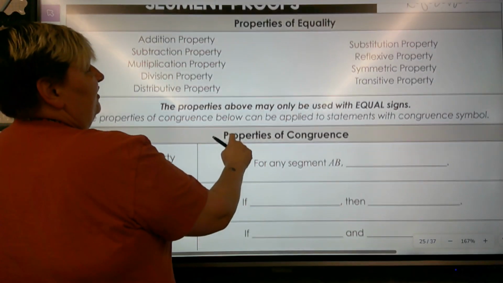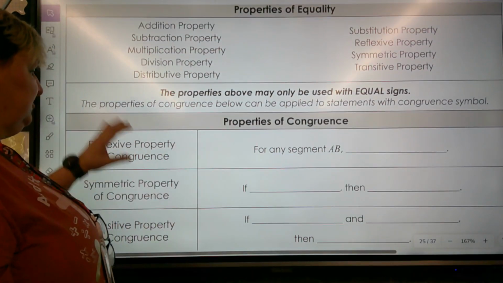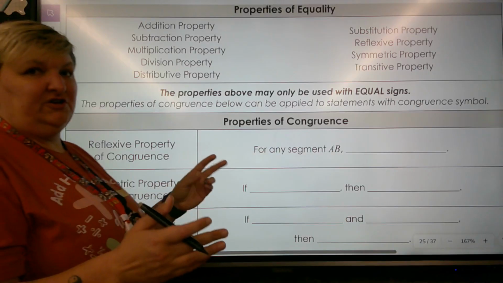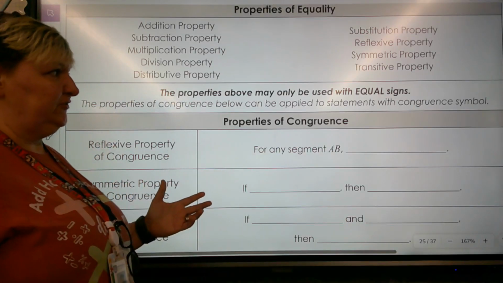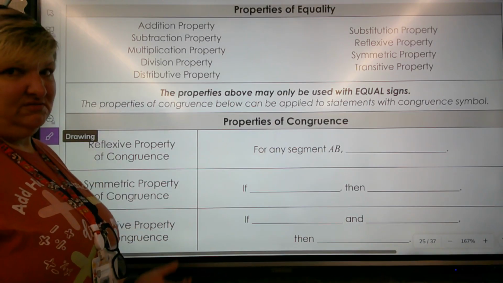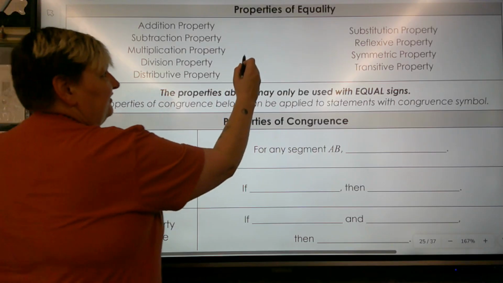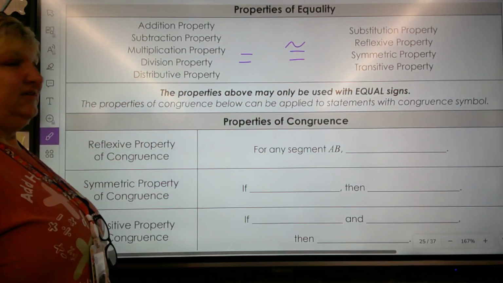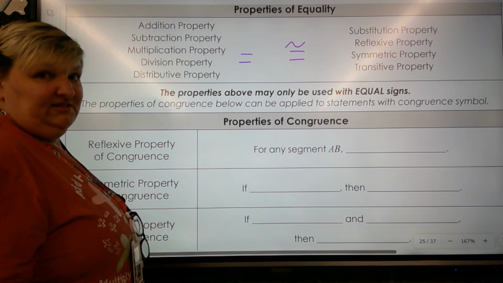So we also need to learn 3 new properties that are specific to congruence. So what's the difference between equality and congruence? Very little. All right? This is equality. This is congruence. That's it. That's the difference.